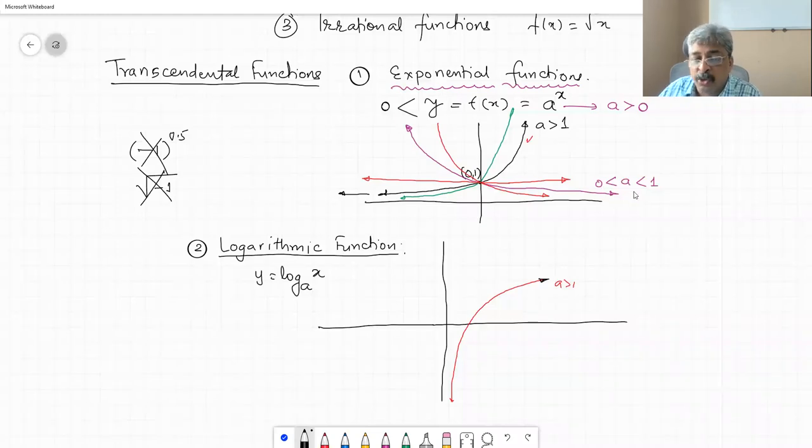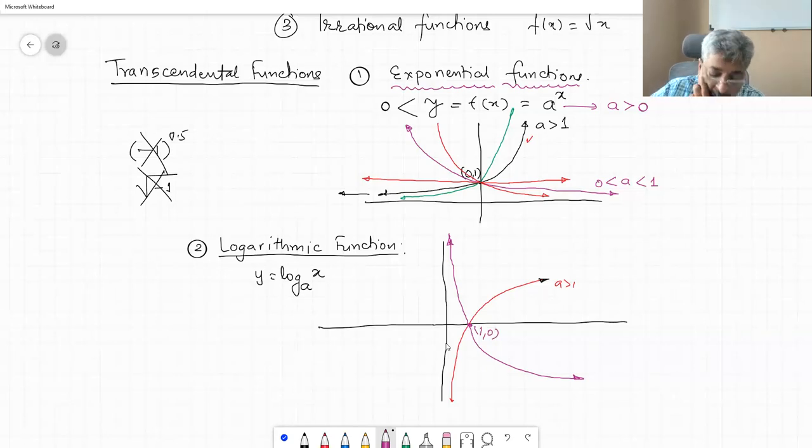However, if a is between 0 and 1, then the graph is going to be like this. Don't worry, we will spend a good amount of time on these graphs eventually, and we will solve problems also. So you will come to know everything. This is x is equal to 0. So a raised to y is equal to 0. And therefore, x is equal to 1. This is the point (1, 0). So when you put x is equal to 1, then a raised to y is equal to 1. Therefore, y must be 0. That is the point through which your logarithmic graph is passing.